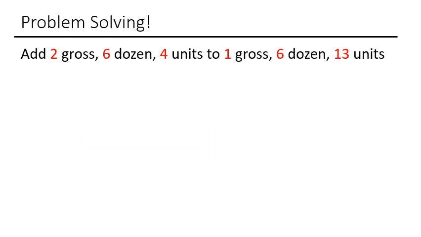All right, the last problem I want to look at is a problem-solving problem. And there's several of these on your homework, but I just thought I would use this example and go over this with you because they all work similar. This one was just intriguing to me because I had several students that asked me about this one. And so it says add 2 gross, 6 dozen, 4 units to 1 gross, 6 dozen, 13 units.